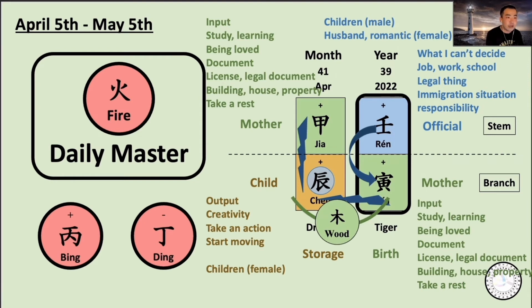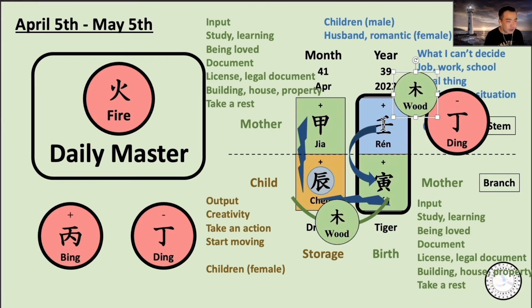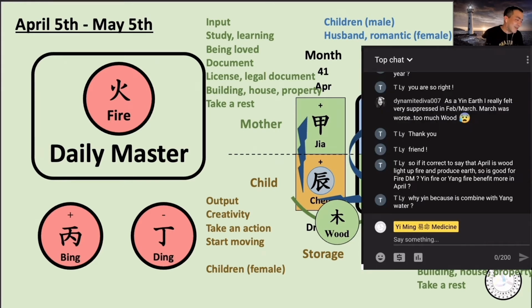But why I'm saying yin fire benefits more is because yin fire creates a heavenly stem combination with this year's heavenly stem. The Ding fire and Ren water create a combinational aspect, becoming wood. So this water energy is turning into the energy that supports Ding fire, the yin fire. But it doesn't happen to the Bing. It doesn't happen to yang fire. Why yin? Because it's combined with yang water.